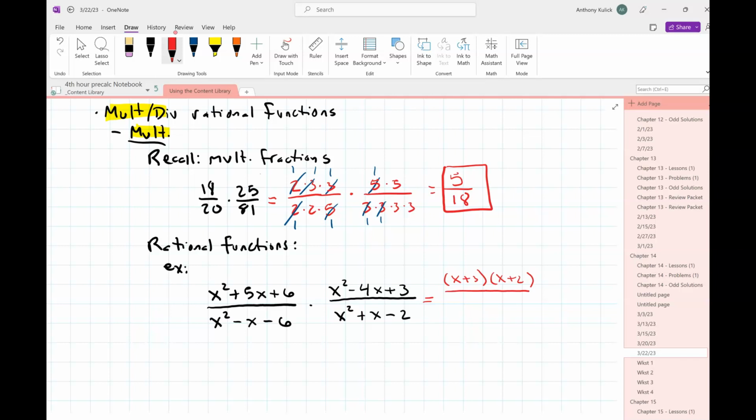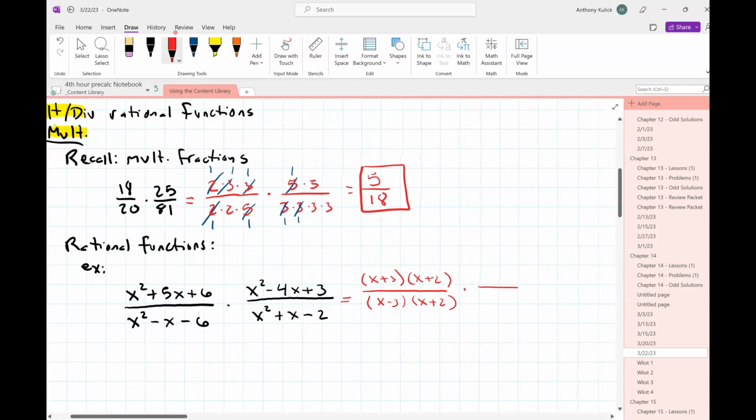How about x squared minus x minus 6? Negative 3 and positive 2. Very good. Okay. And then x squared minus 4x plus 3, how does that factor? Negative 3 and negative 1.